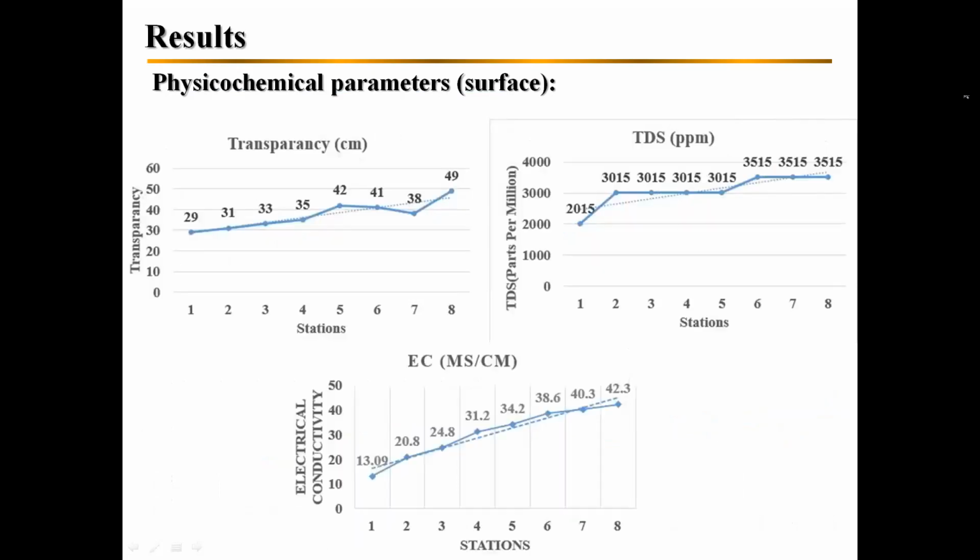Also for transparency, TDS, and electrical conductivity, the transparency is very important. You can see station number 8, which is near the Bay of Bengal, has very high transparency, and very clear water was found there. But stations 1, 2, and 3 have very turbid water.